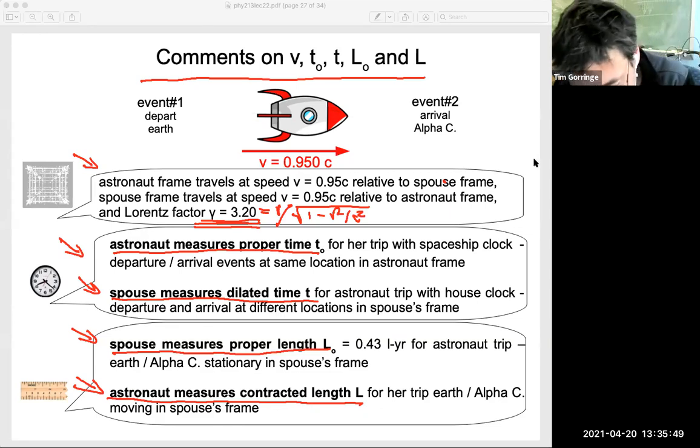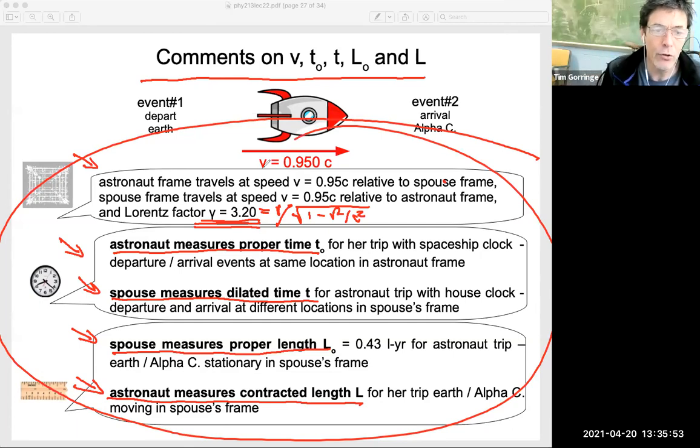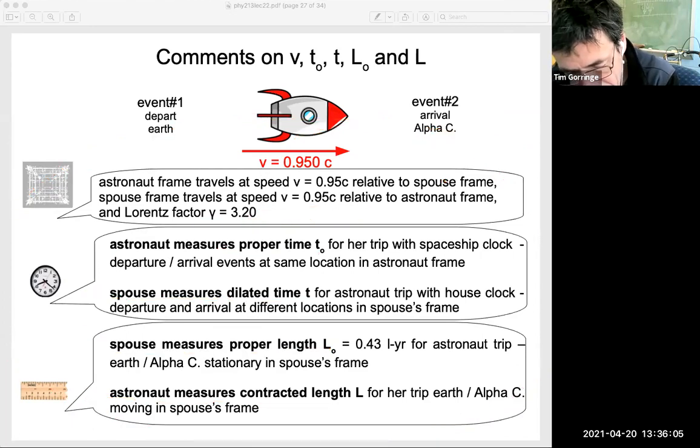And so now we've figured that out. Now we know who owns the proper time, who owns the dilated time, who owns the proper length, who owns the contracted length. We can figure out the various times and the various lengths. So let's do that. That's the next slide.